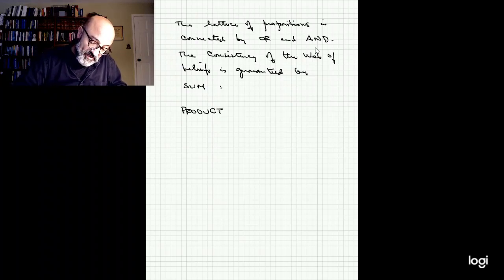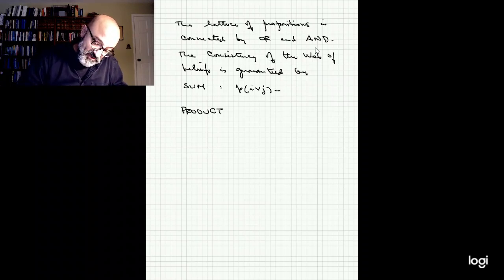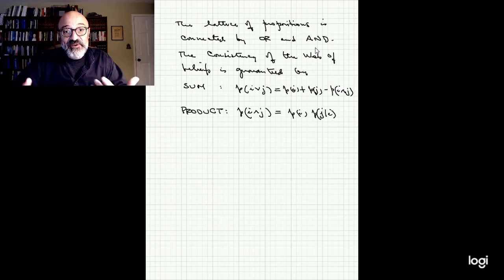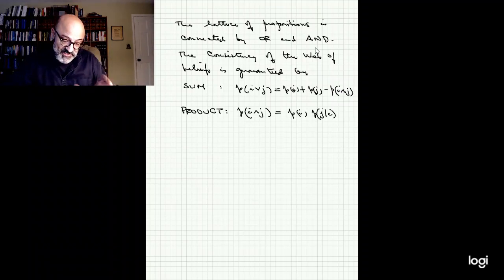And the sum and product rules say the following. If you have the probability of I or J, this is going to be the probability of I plus the probability of J minus the probability of I and J. And for the product rule, we have the probability of I and J is the probability of one multiplied by the probability of the other, conditional on the one. Okay, so this is what guarantees that our web of beliefs is going to be consistent, right? This is the kind of structure that we're talking about.